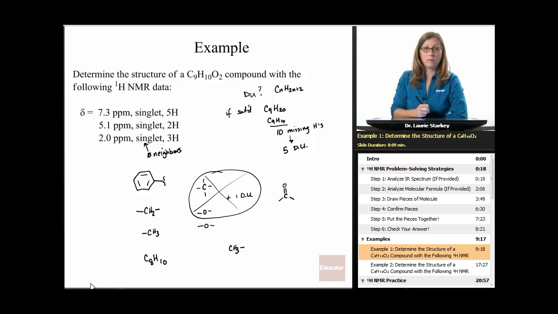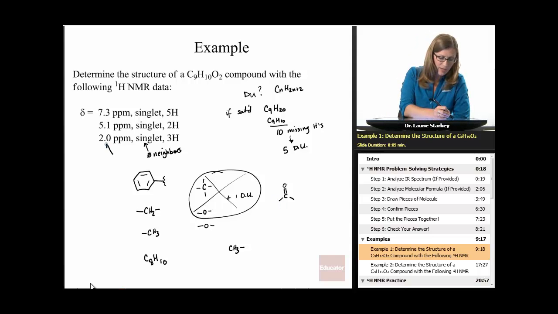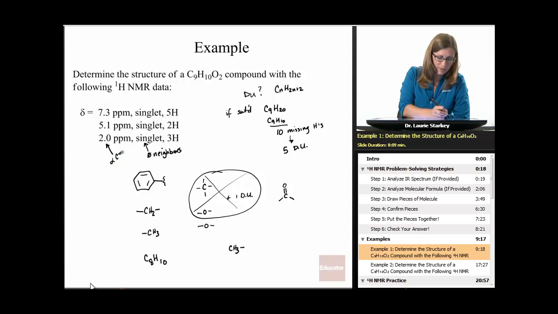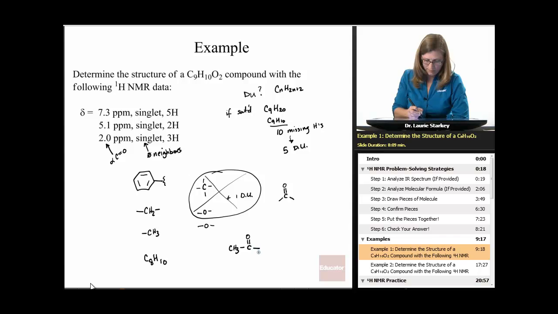I have 0 protons on my neighboring carbon, so I can't attach it to the CH2. That would split it. But it could be the oxygen or the carbonyl. How do I decide which one it is? Well, I take a look at the chemical shift. Is that the chemical shift I would expect when I'm next to an oxygen or when I'm alpha to a carbonyl? That means I'm alpha to a carbonyl. If I put it next to an oxygen, that brings me too far downfield, closer to 4. So I must have this attached to the carbonyl.